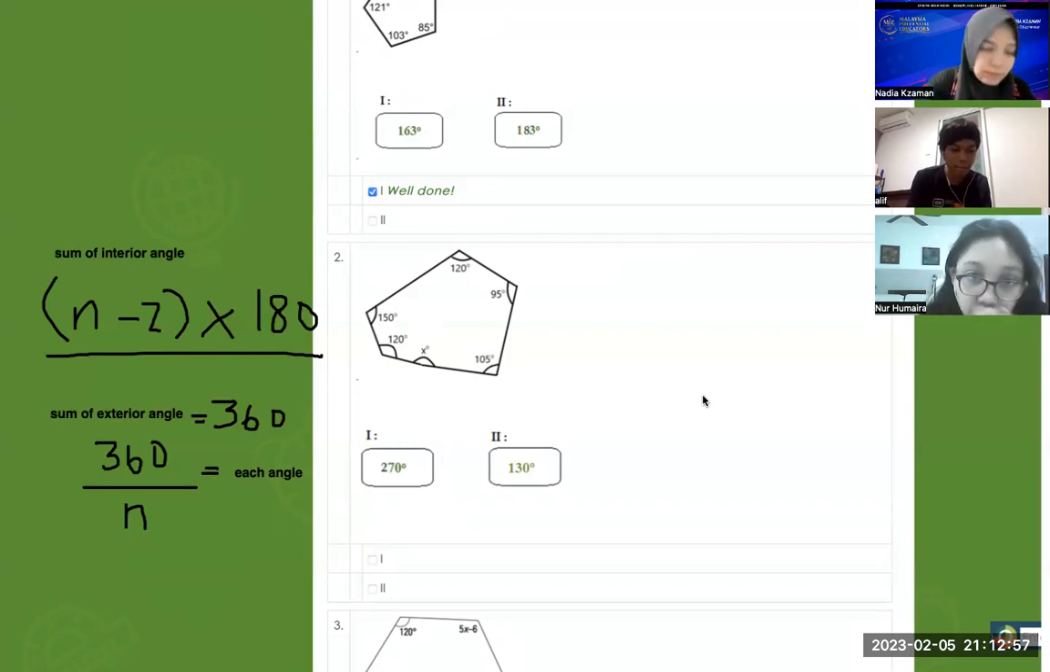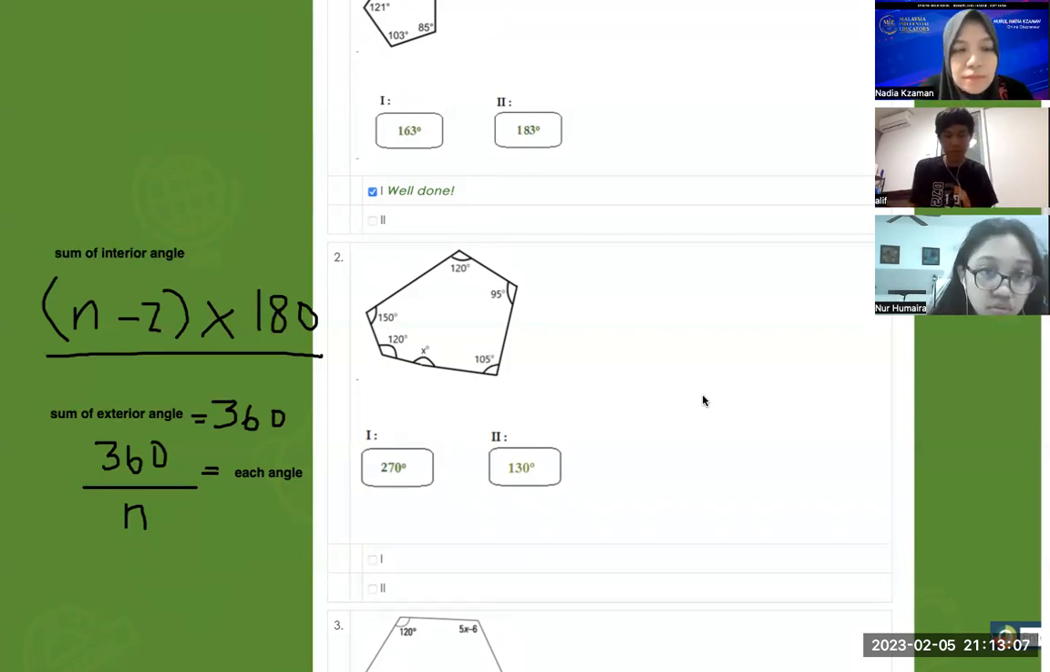Five, 3, and 150. Which one do you get? Okay, you have the formula for sum of interior angle. So when you get sum of interior angle, you just minus all the angles that you have inside, you get X.